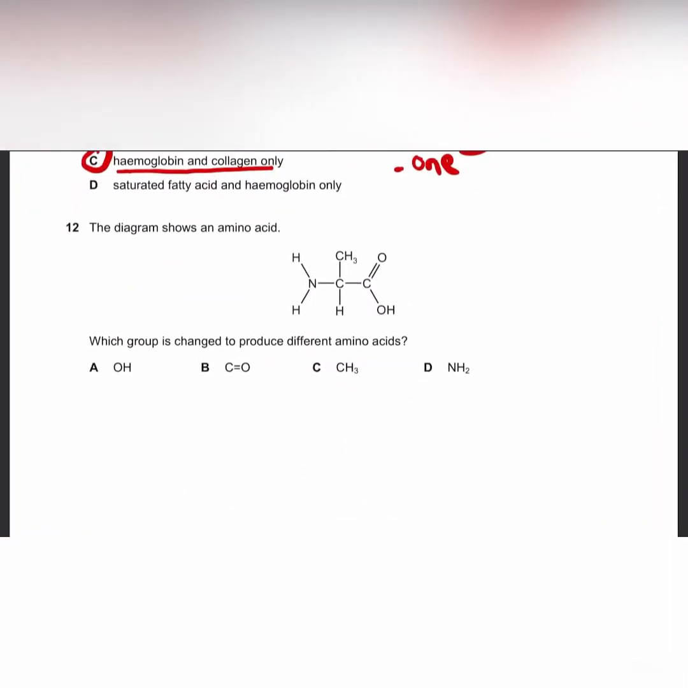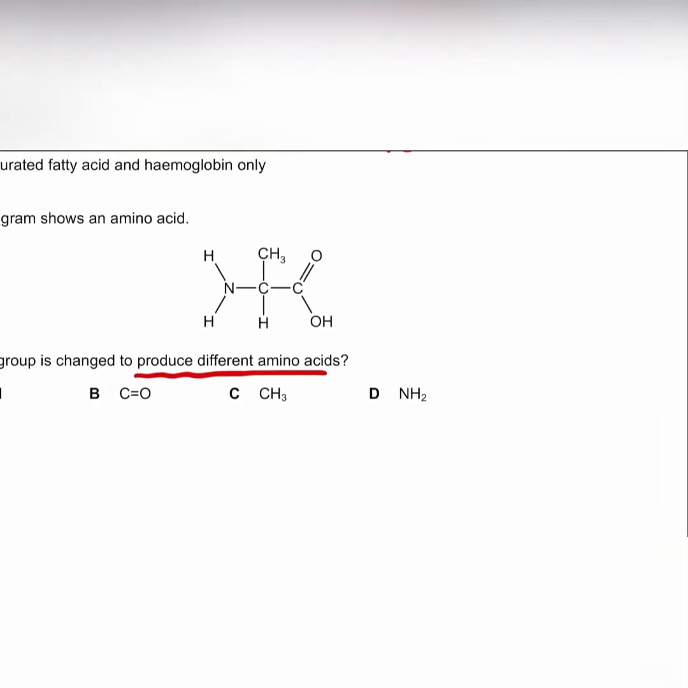Okay, MCQ number 12. The diagram shows an amino acid. Which group is changed to produce different amino acids? Always remember that the basic structure of amino acid is that each amino acid contains a constant hydrogen atom, a constant carboxylic acid group, a constant amine group. The thing which is different is the R group. In this case, R group is CH3. All the other groups are constant.